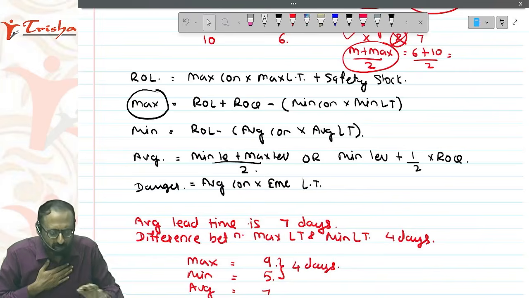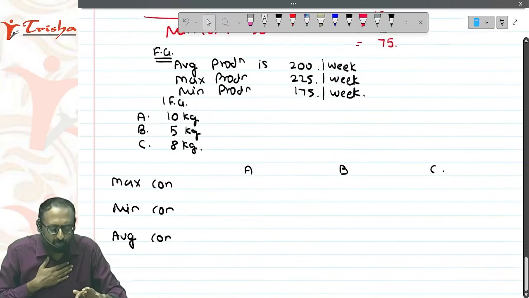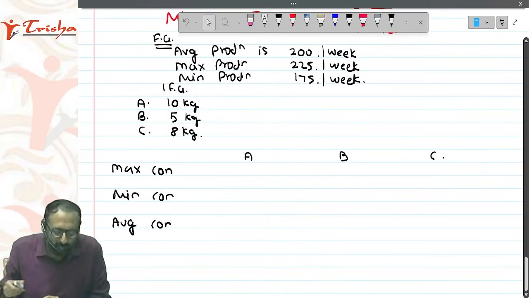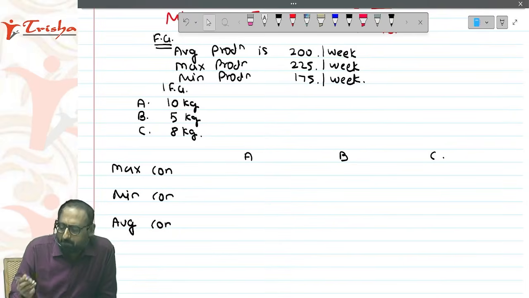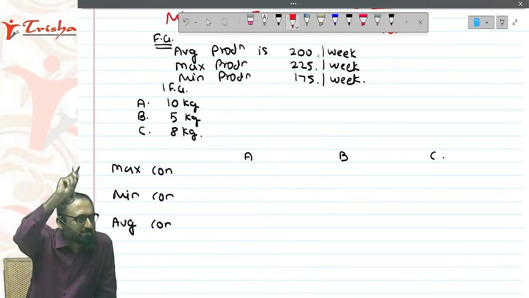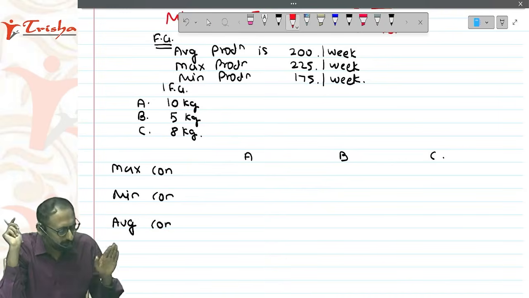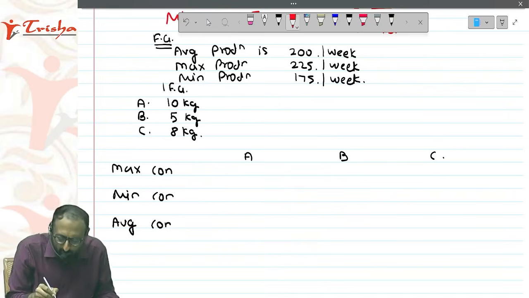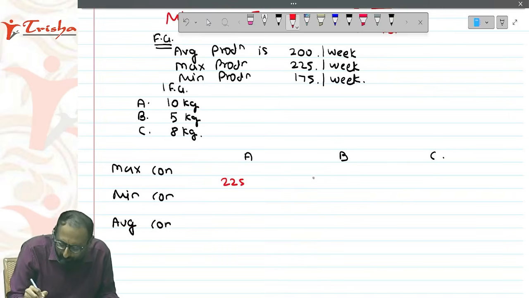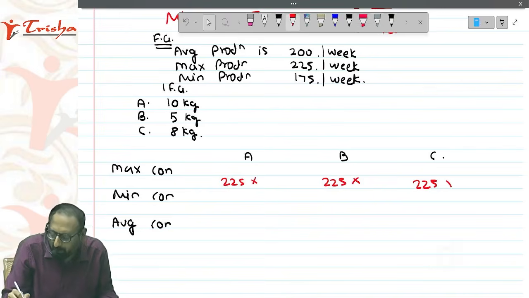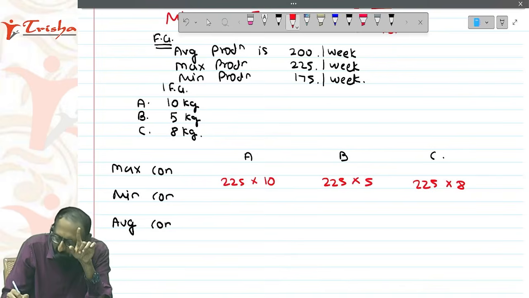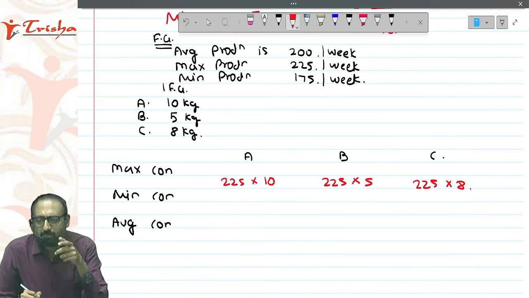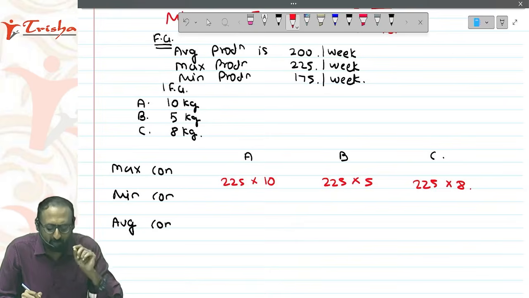Now, if I want to solve for minimum level, maximum level, danger level, reorder level, I need maximum consumption, minimum consumption, average consumption. Now, can you please tell me how to calculate the maximum consumption of A, maximum consumption of B, maximum consumption of C? Tell me how much maximum final product you will produce, Sirji. Is it 225? Multiplied by the units required, how much material, Sirji? Is it 10, 5 and 8? Tell me how much will be the maximum requirement of raw material A.